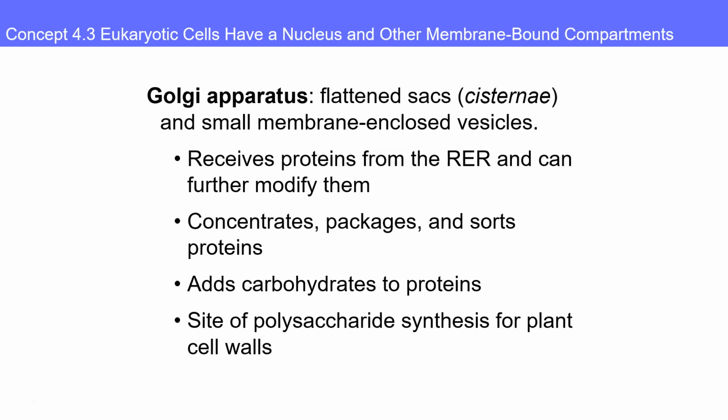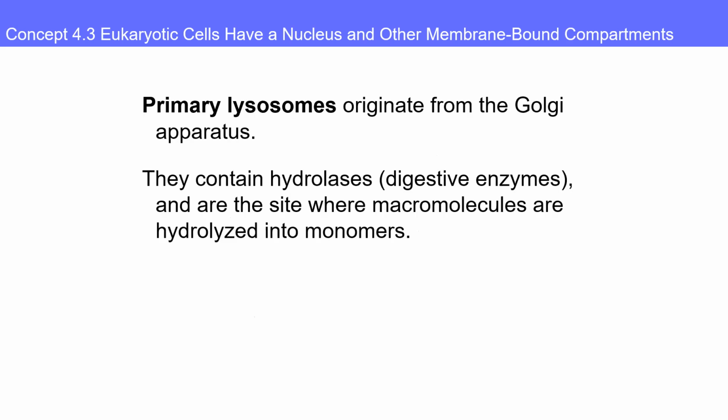So it receives proteins from the rough ER and further modifies them to make them a little bit more compact. So we mess with that tertiary and quaternary structure even more. It helps concentrate, package, and sort the proteins and adds carbohydrates, making more glycoproteins. And it's also where polysaccharides such as cellulose are going to be made for plant cell walls. Now, we're going on to the lysosomes.